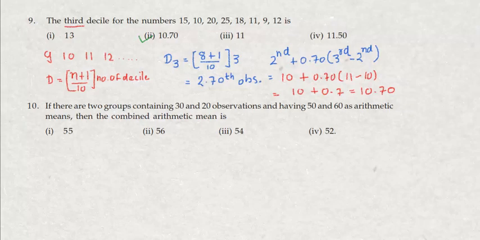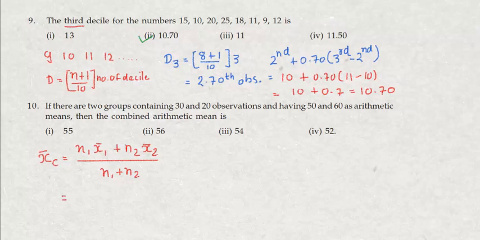If there are two groups containing 30 and 20 observations and having 50 and 60 as arithmetic means, then the combined arithmetic mean is. Now the formula of combined arithmetic mean is x bar combined is equal to n1 into x bar 1 plus n2 into x bar 2 divided by n1 plus n2. Let us fill the numbers into the formula.